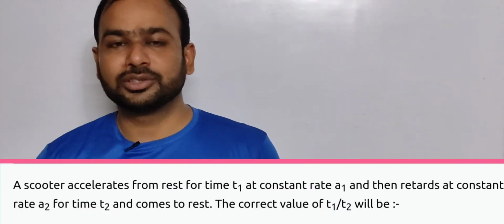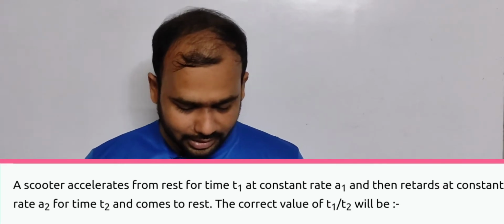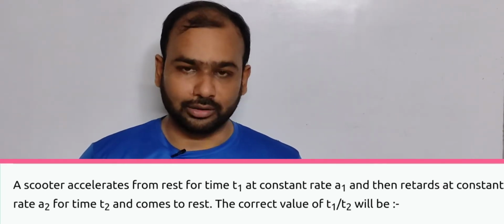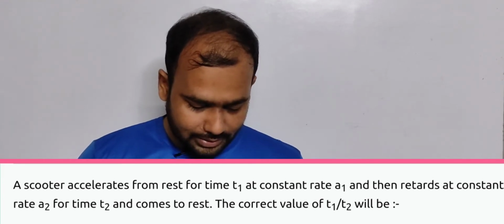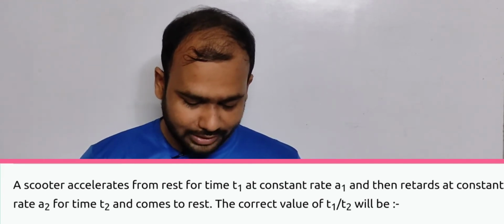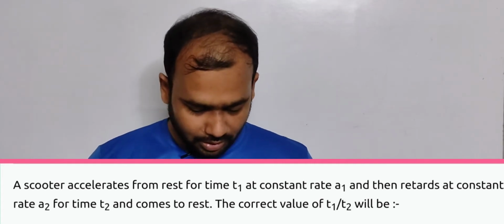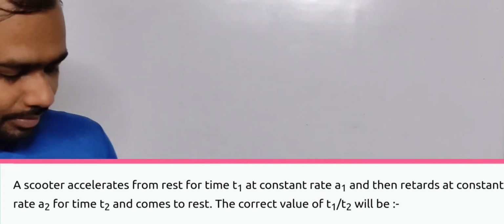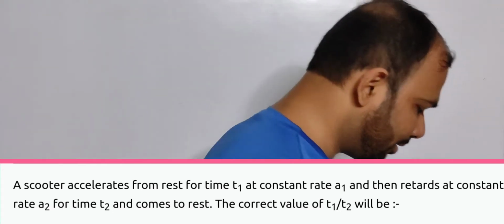The next question on your screen: a scooter accelerates from rest for time t1 at a constant rate a1 and then retards at a constant rate a2 for the time t2 and comes to rest. The correct ratio of t1 by t2 is, the options are on your screen.